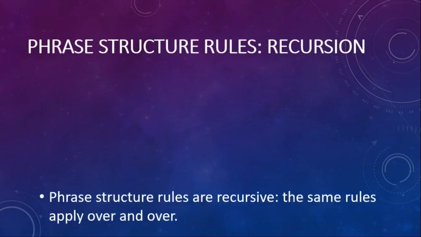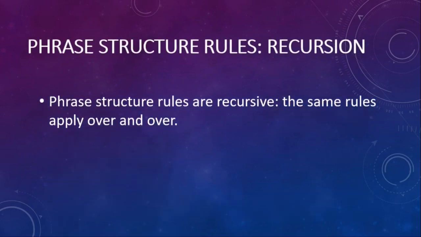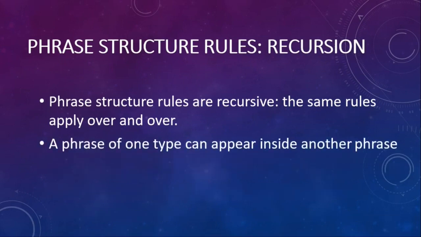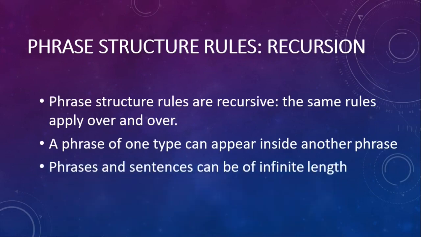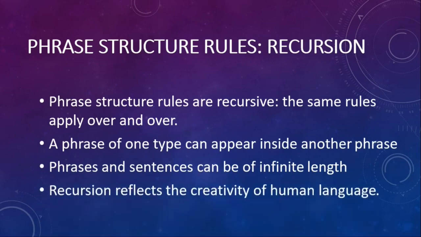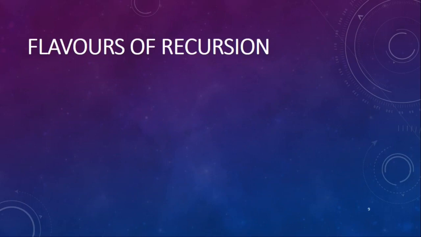Phrase structure rules recursion. What this means is that phrase structure rules are recursive. The same rules apply over and over and can be plugged into each other. That is to say, a phrase of one type can appear inside another phrase. Phrases and sentences can thus be of infinite length. Recursion thus reflects the creativity of human language.